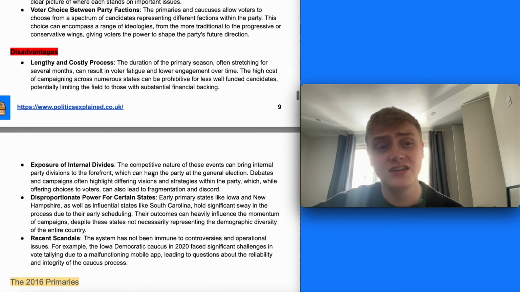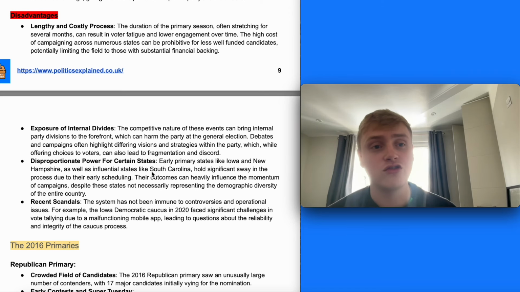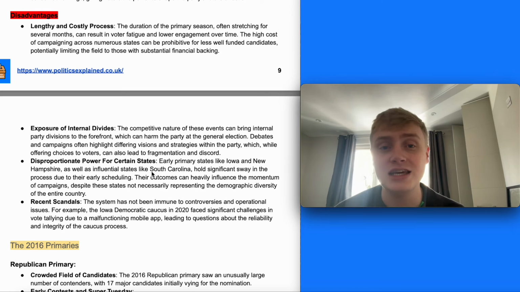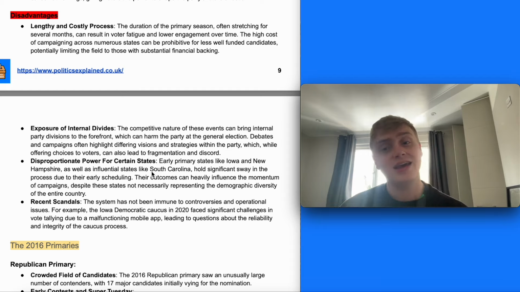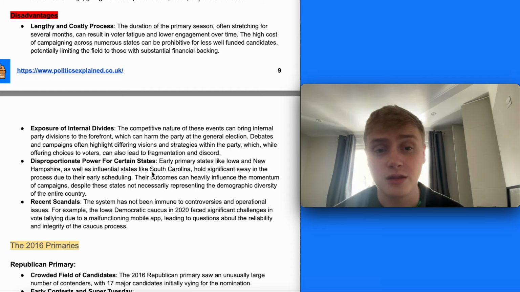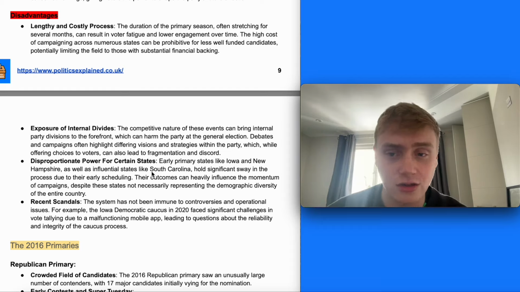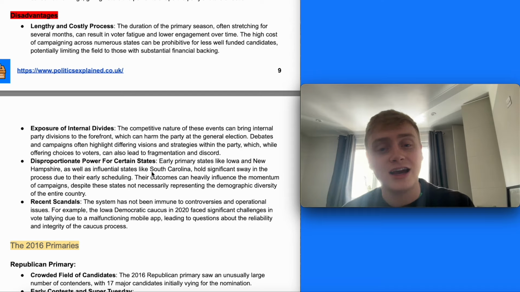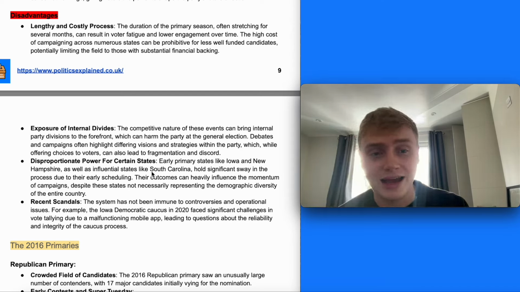In terms of disadvantages, it's a very lengthy and very costly process. So the duration of the primary season, often stretching for several months, can result in voter fatigue and lower engagement over time, whilst the high cost of campaigning across numerous states can mean that effectively only candidates who raise a lot of money have any chance of being selected as the presidential nominee. It crucially exposes internal divides within the party, especially during TV debates, where different candidates go at each other and argue why they should be the candidate, and that can be seen as damaging their own party in the eventual general election.